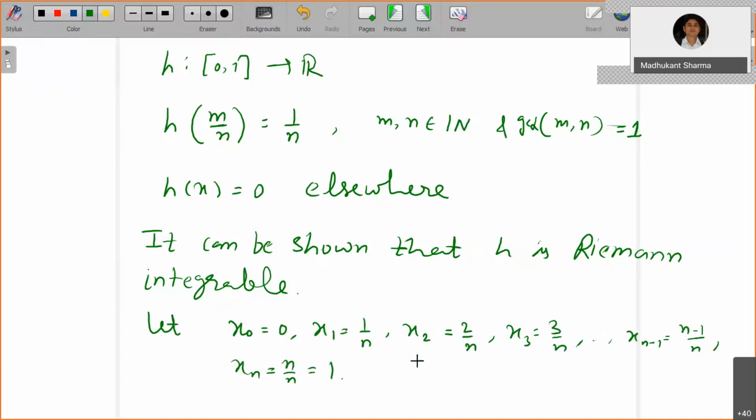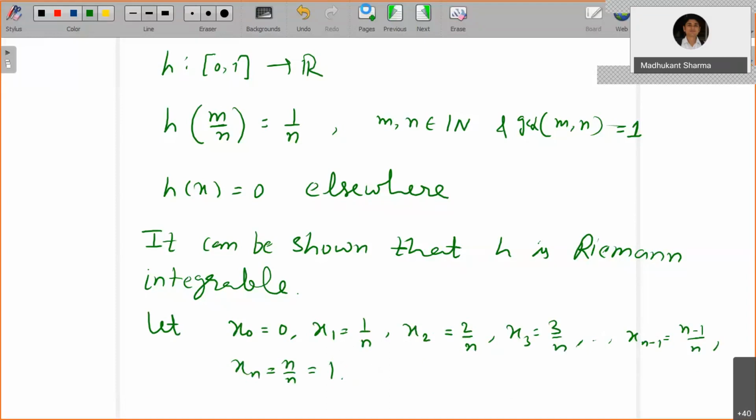Okay, now on these intervals you can check whether the function is increasing. 1 by n is certainly less than 2 by n, 2 by n is certainly less than 3 by n, and so on. You can certainly tell the function is increasing over this, and then you can talk about the infimum and supremum over this set, over this partition now.